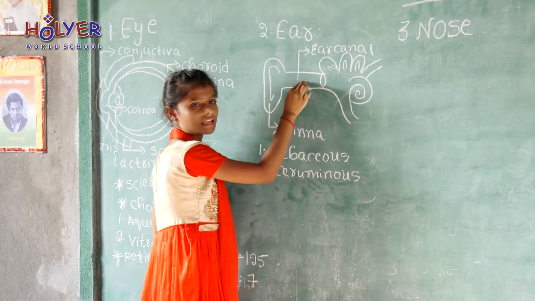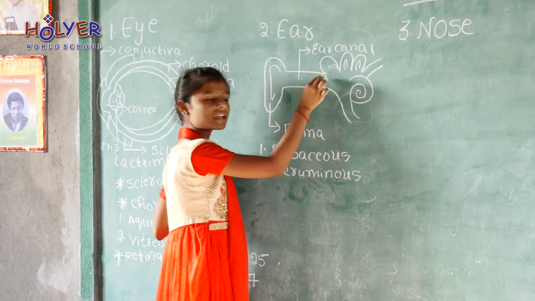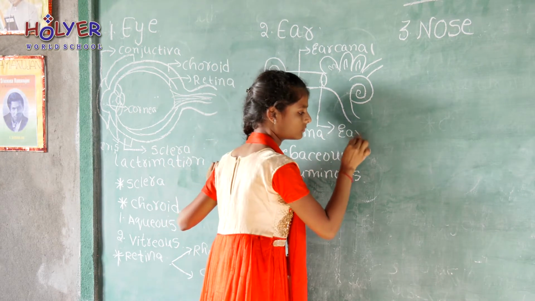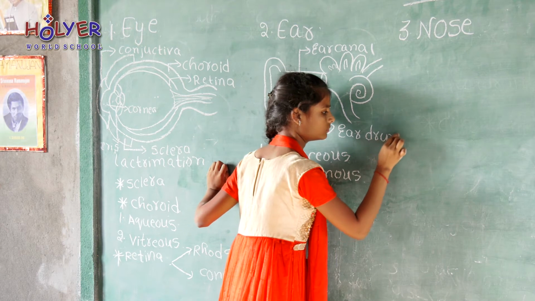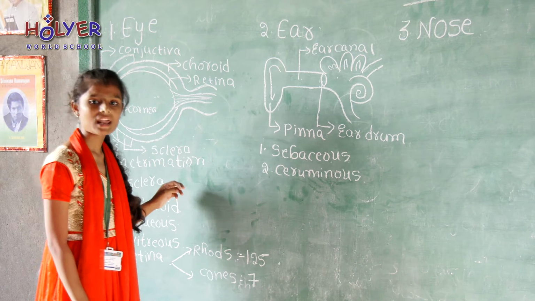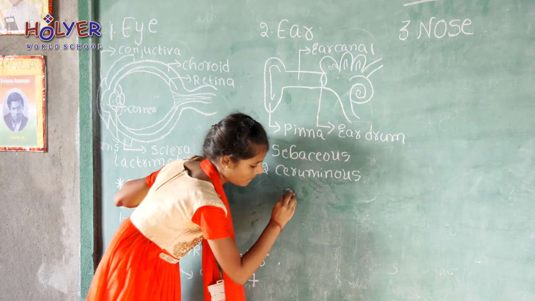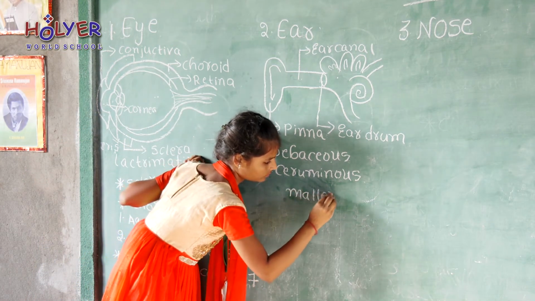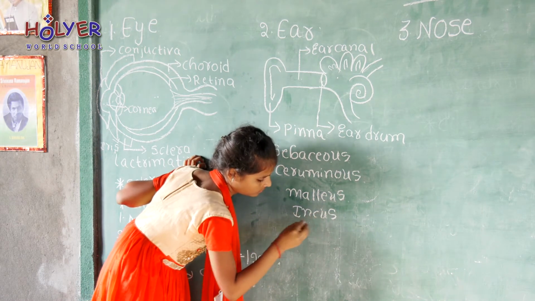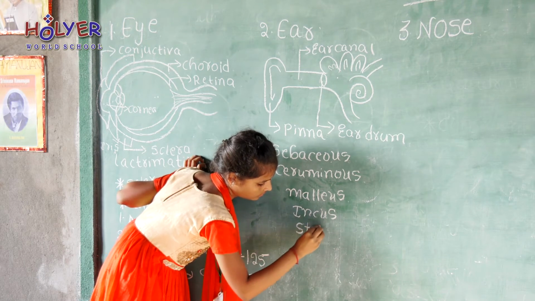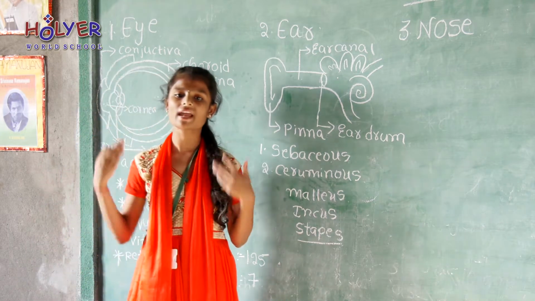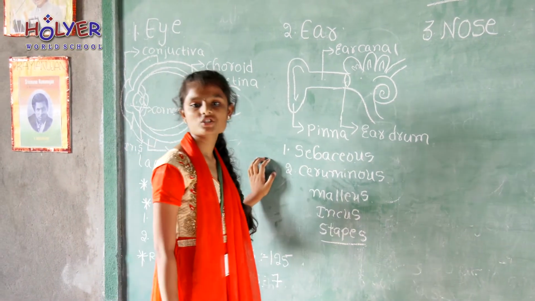And we observe in this ear canal there is a thin membrane which is known as the eardrum. This is the eardrum. Entering into the middle ear, there are three important bones which are malleus, incus and stapes. Stapes is the smallest bone present in our entire body. And next one is the functioning of the ear.